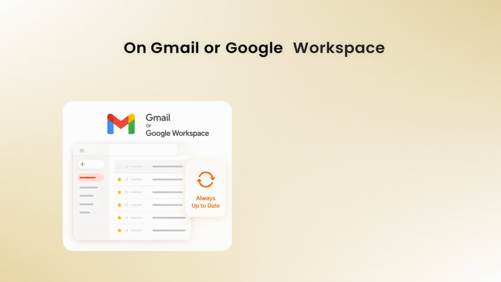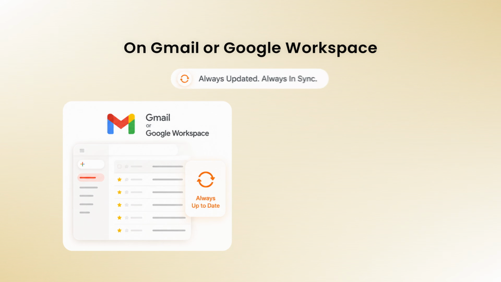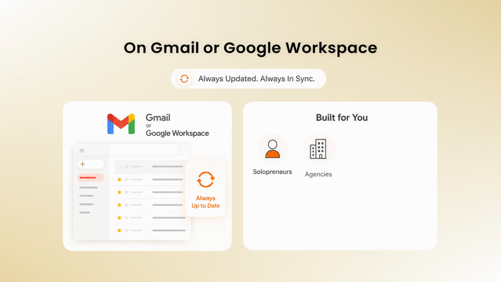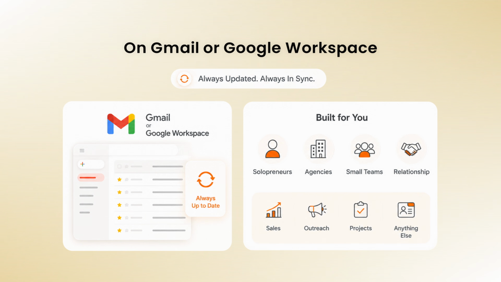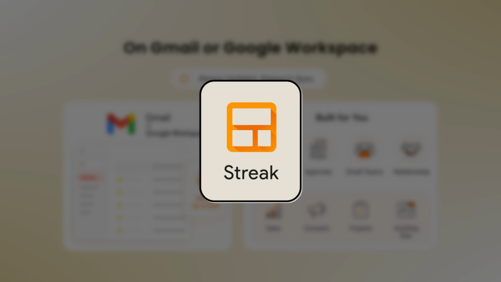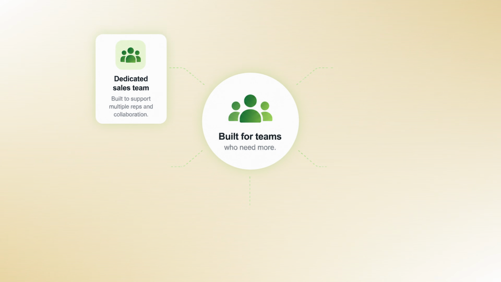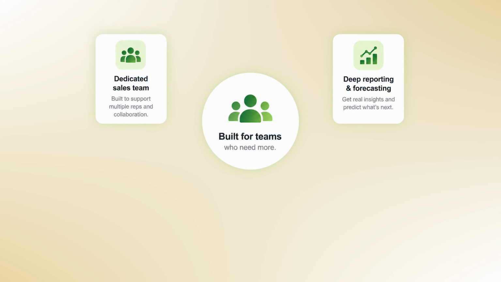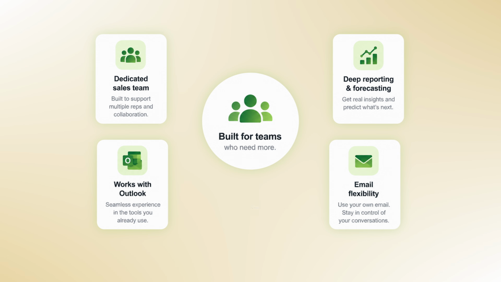So after all of that, who should actually get which? Simply said, I would go with Streak if most of your deals start in email. So if you're on Gmail or Google Workspace, if you want something you actually keep updated, or if you are a solopreneur, an agency or a small team managing relationships, and that's sales or something else, then I would go with Streak. Then on the other hand, I would go with Pipedrive if you've got a dedicated sales team, if you need deep reporting and forecasting, if you're on Outlook, or you just want email flexibility, or if you want a structured sales process baked right in.